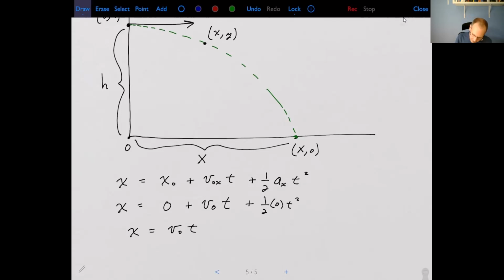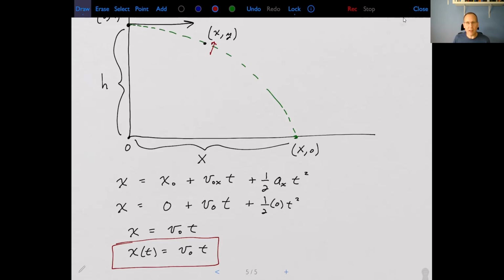And in fact, you can think of this X, this position, as a function of time. For any time, if I plug in T and I know the initial launch velocity, that'll give me the position in the X direction. So that gives you this value right here for any time.